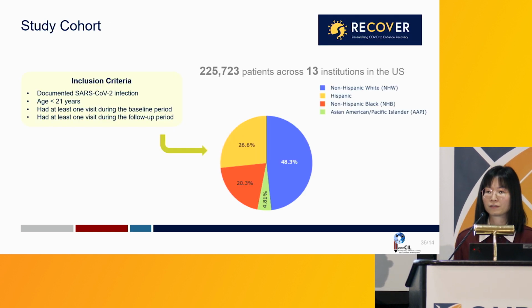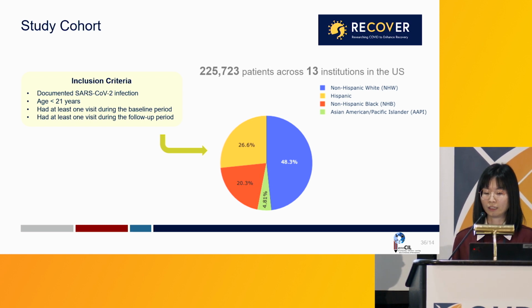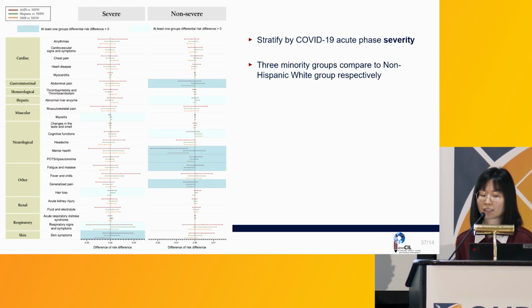So our retrospective cohort study is part of the RECOVER network. After applying the specified inclusion criteria, we included over 200,000 patients across 13 institutions in the US. Roughly half of them are non-Hispanic white, 26% are Hispanic, 20% are non-Hispanic Black, and 5% are Asian American or Pacific Islander. We excluded patients from other racial and ethnic groups due to limited sample size. Let's look at our findings.